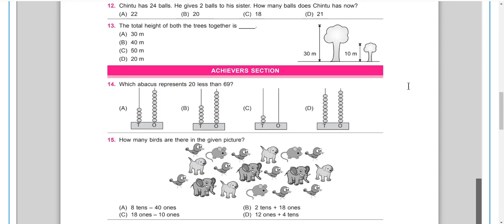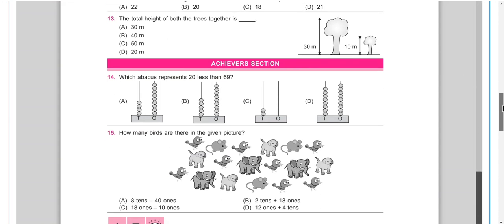This is the last question for this paper. How many birds are there in the given picture? That's easy. Just count how many birds. So can you count how many birds we are having in this picture?